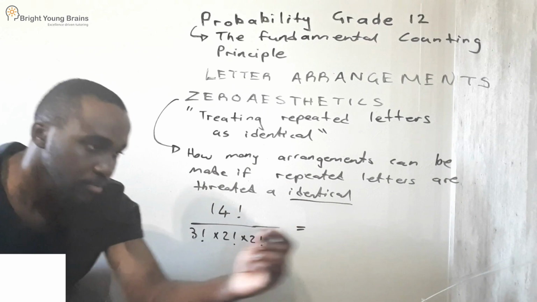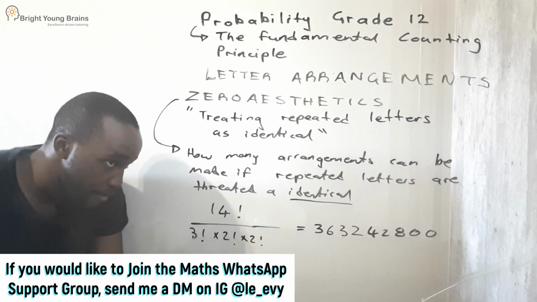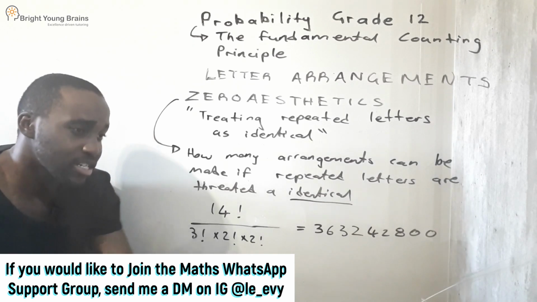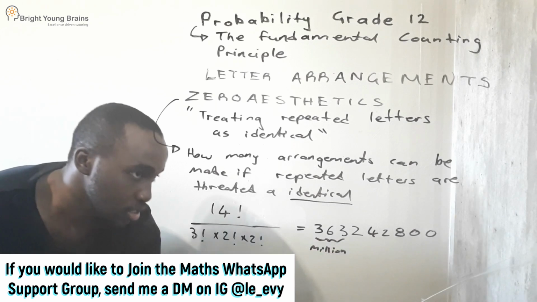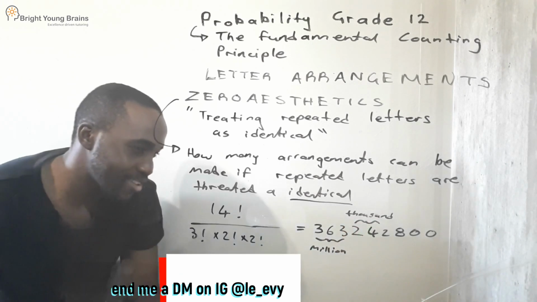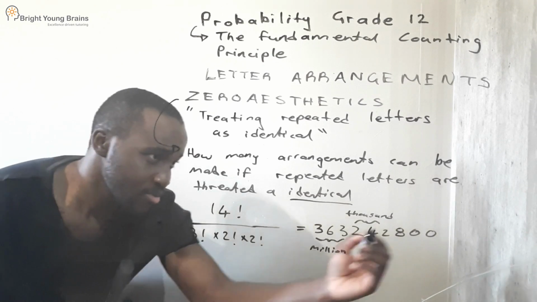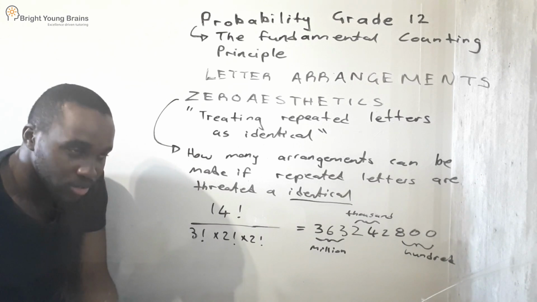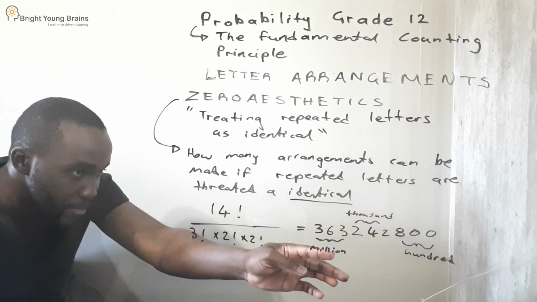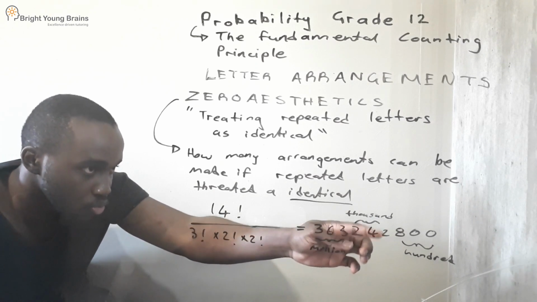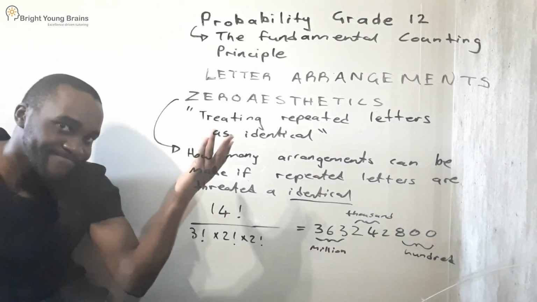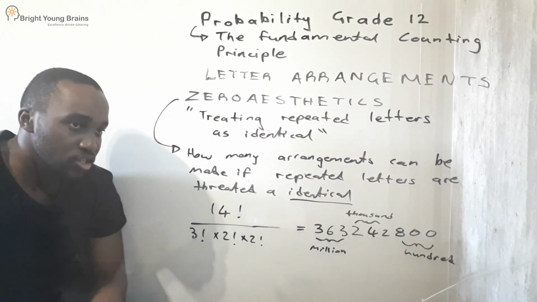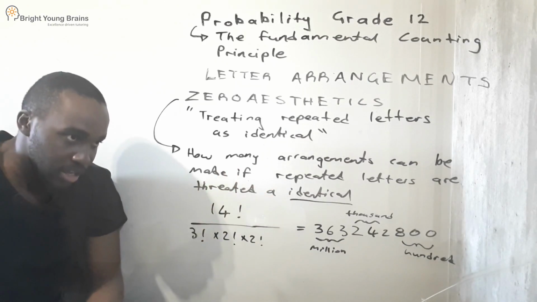Now in your calculator, you are going to have a very big number there. So this is, oh, it's not that big. It's 363,242,800. So that's how we would say out that number. 363,242,800. See, so that's how many ways that these letters can be arranged if repeated letters are treated as identical.